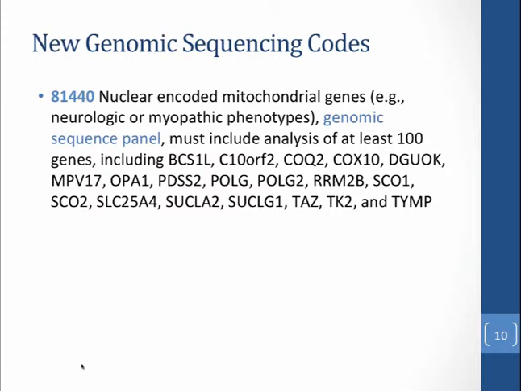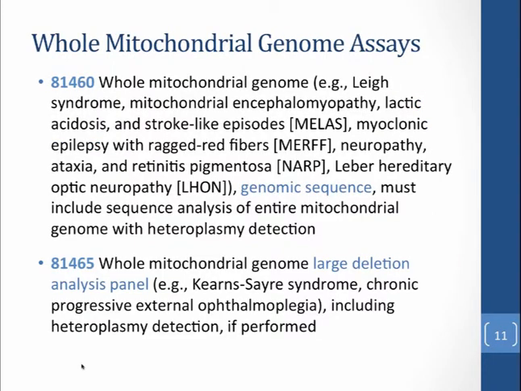The hearing loss code here, again, is very, very similar to the first one. In this case, you have to have at least 60 genes, and you have to have this set that's listed here as part of that 60 genes. And again, there is a separate duplication deletion analysis panel code to describe duplication and deletion.